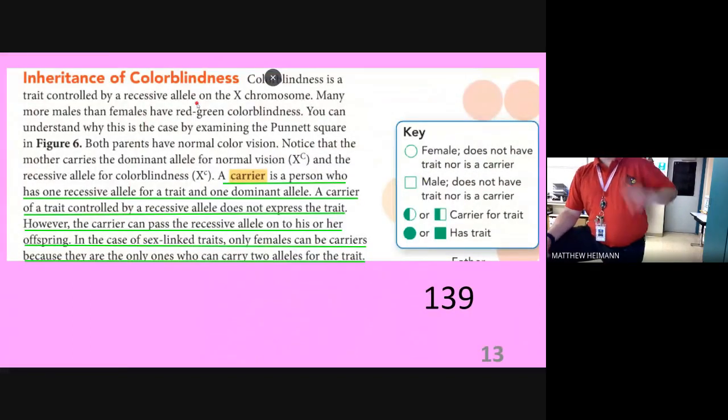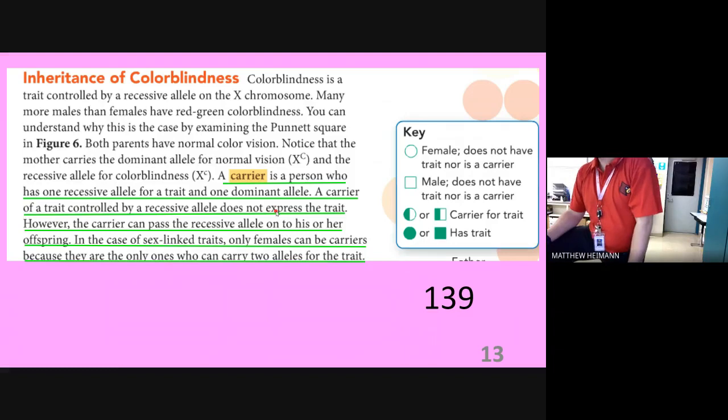Inheritance of color blindness. Color blindness is a trait controlled by a recessive allele on the X chromosome. Many more males than females have red-green color blindness. You can understand why this is the case by examining the Punnett square in figure 6. Both parents have normal color vision. Notice that the mother carries the dominant allele for normal vision, X capital C, and the recessive allele for color blindness, X lowercase c. A carrier is a person who has one recessive allele for a trait and one dominant allele.